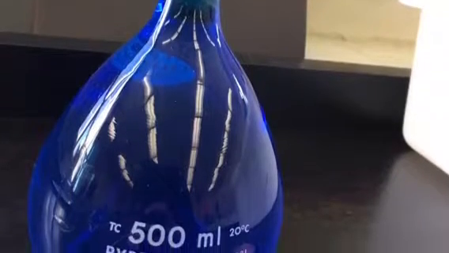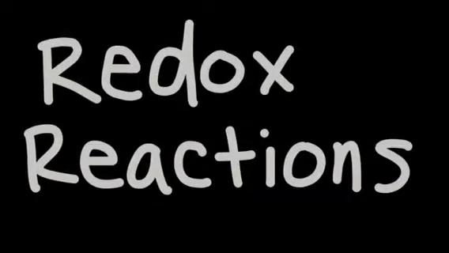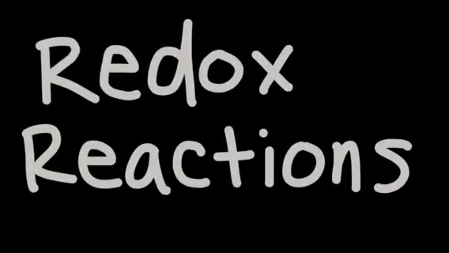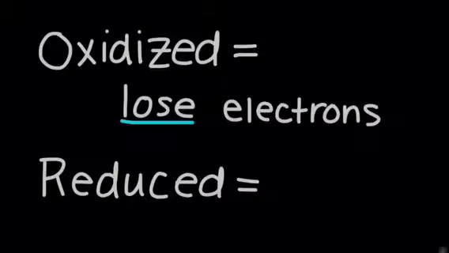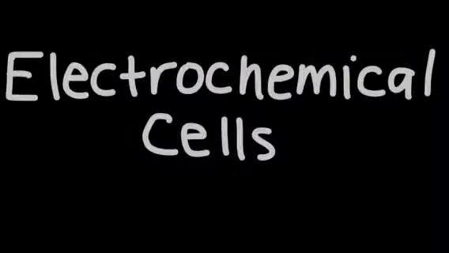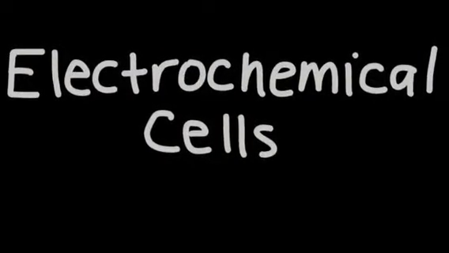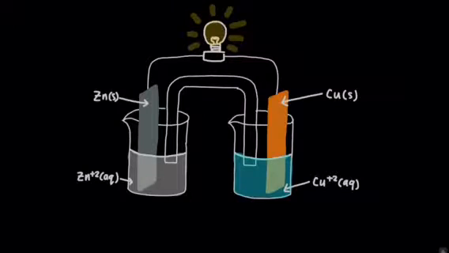Now, before I show my experiment, I will explain how it works. Oxidation reduction, or redox reactions, happen when a reaction involves an exchanging of electrons. A compound is oxidized when it loses electrons, and a compound is reduced when it gains electrons. In a redox reaction, there is always an element or compound getting oxidized and one getting reduced. An electrochemical cell is a device that takes advantage of this movement of electrons to create electricity.